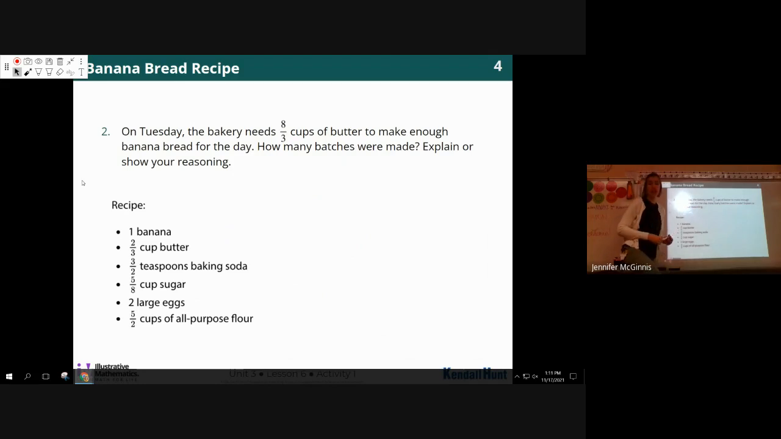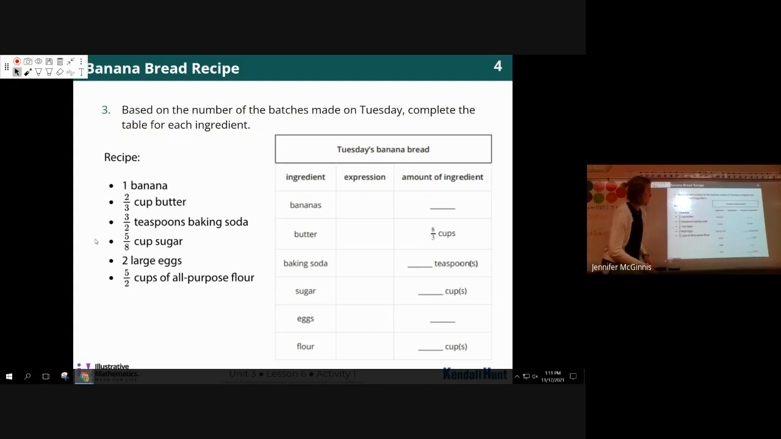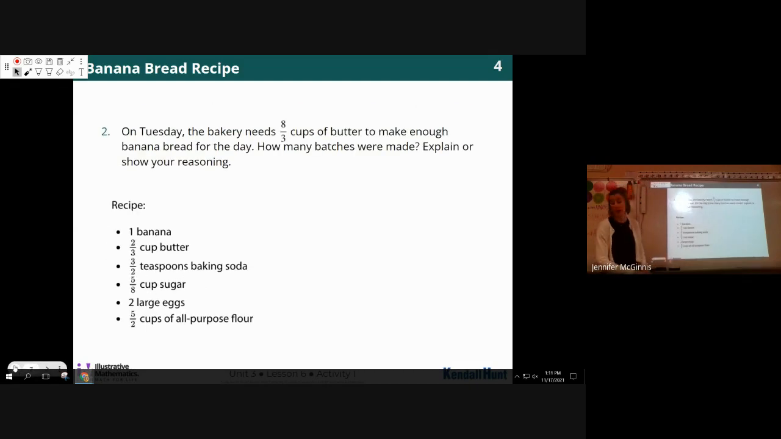On Tuesday, the bakery, oh, whoops. This should be on the back of your paper, I believe. Turn your paper over. On Tuesday, the bakery needs 8/3 cup of butter to make enough banana bread for the day. How many batches were made?